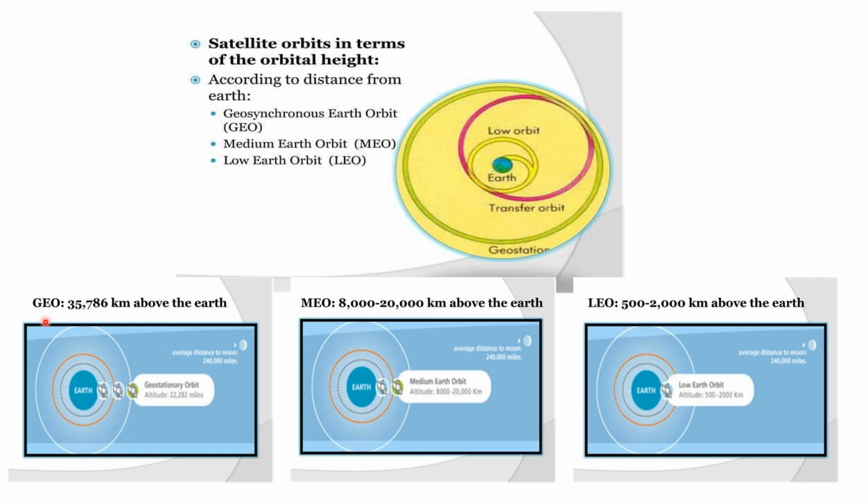One is geosynchronous Earth orbit, which is 35,786 km above the Earth, and medium Earth orbit is 8,000 to 20,000 km above the Earth, and low Earth orbit, which is 500 to 2,000 km above the Earth.